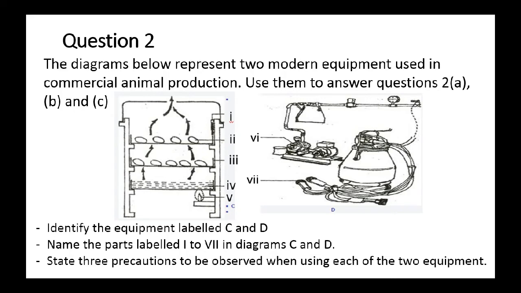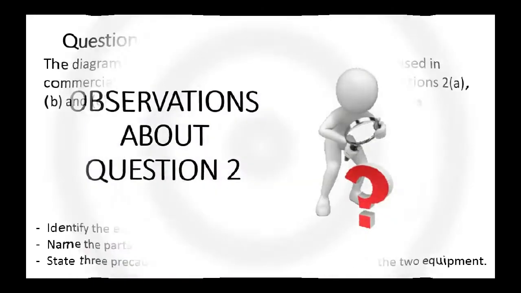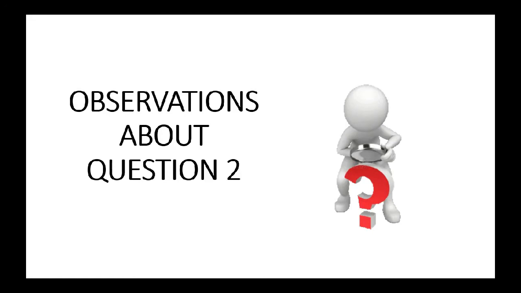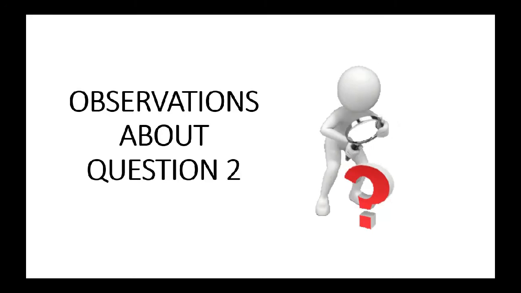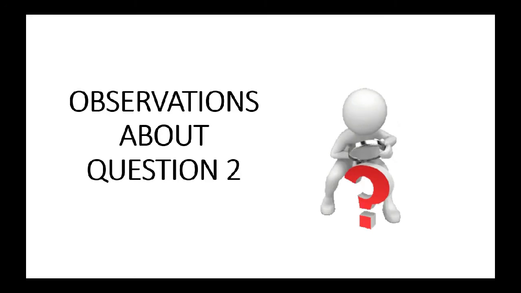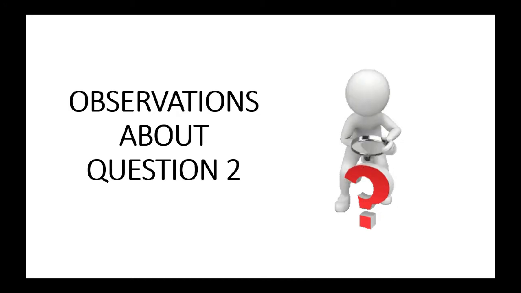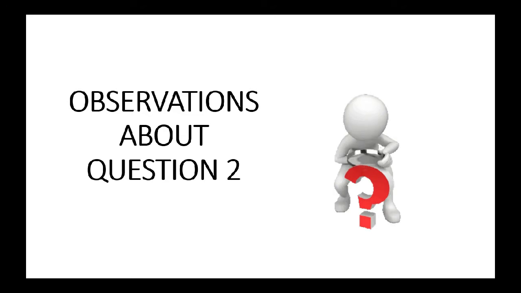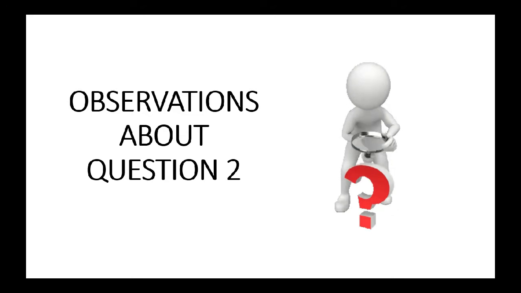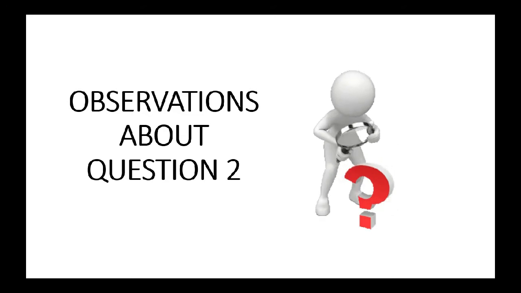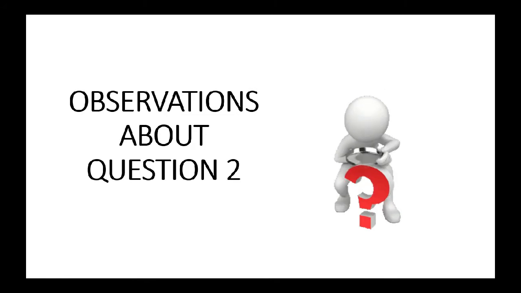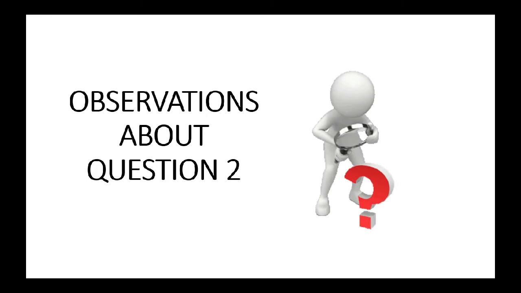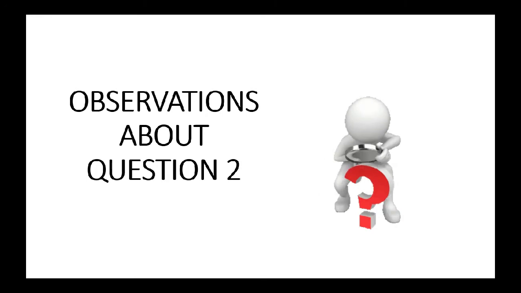Before I move on, I would like to talk about some of the observations of WAEC concerning question number 2. WAEC observed the following. This question was fairly attempted by the candidates. In 2A, most of the candidates were able to identify diagram C, but some found it difficult identifying diagram D. In 2B, most candidates could not name the parts labeled I to VII in diagrams C and D, but we are going to provide all the answers for you in this video tutorial.